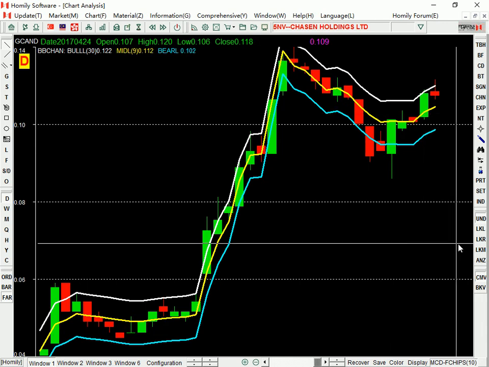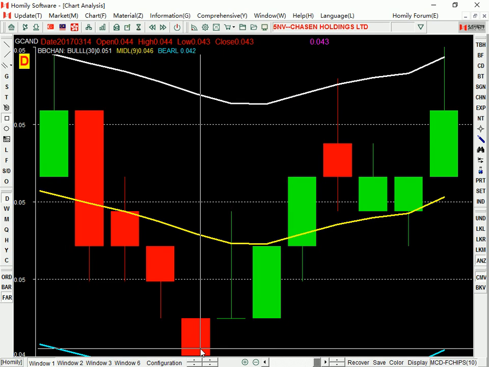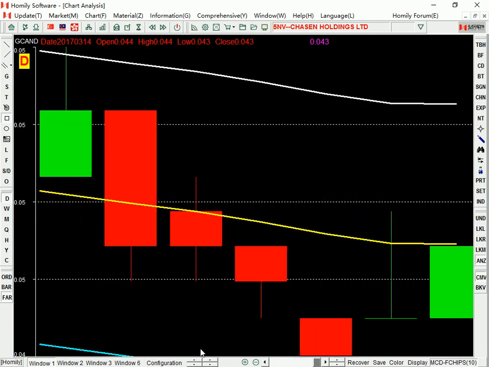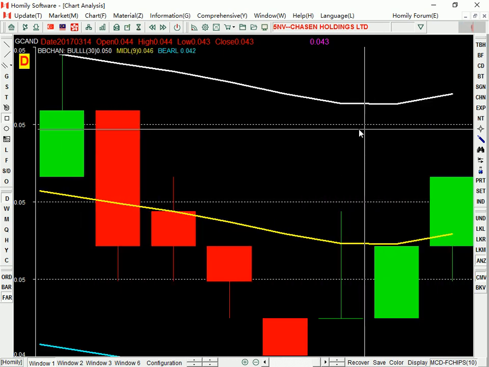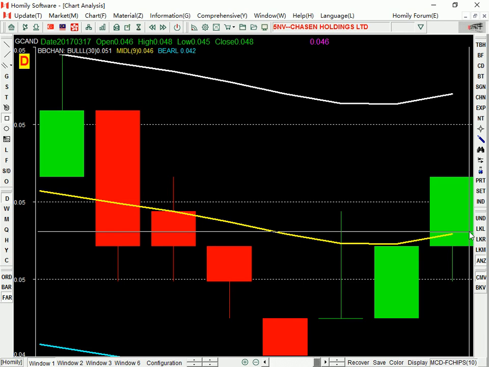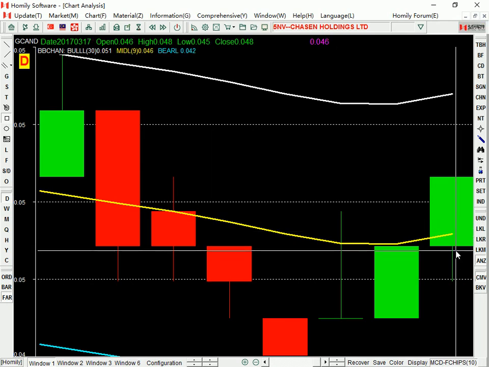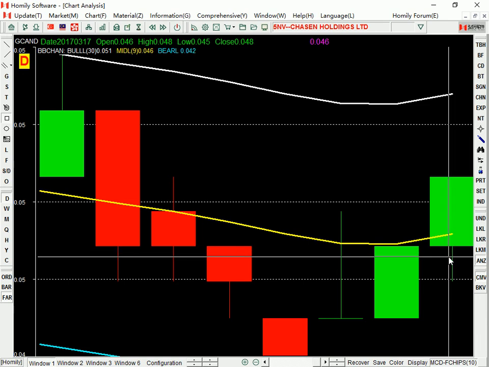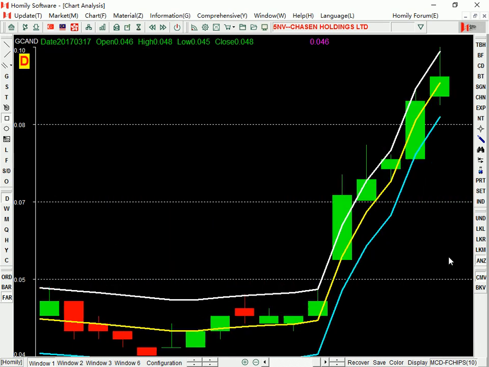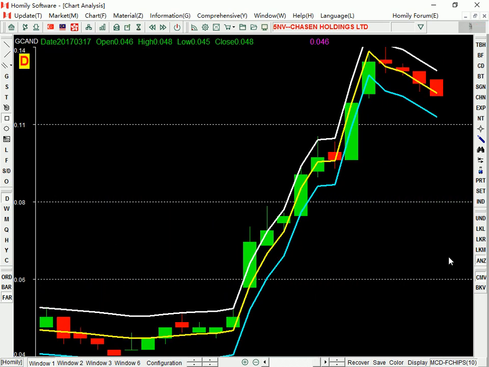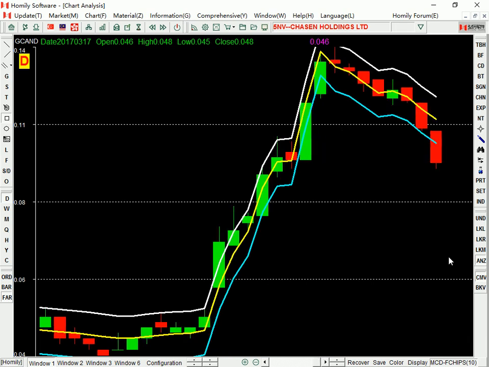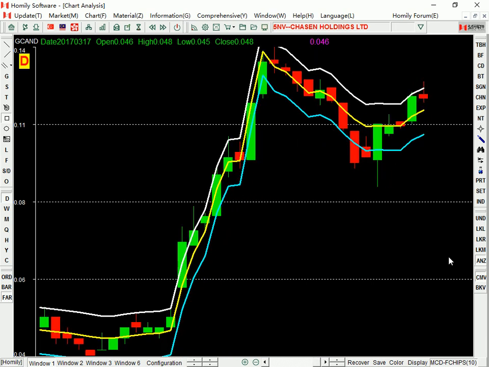Okay, so we can see this one. From flat, then the yellow line goes up or goes down? Up. Then we can see the bullish candlestick breaks out upward through the yellow line. Here is the buy point. So you buy, then you just keep it. Okay. So here you can buy again.